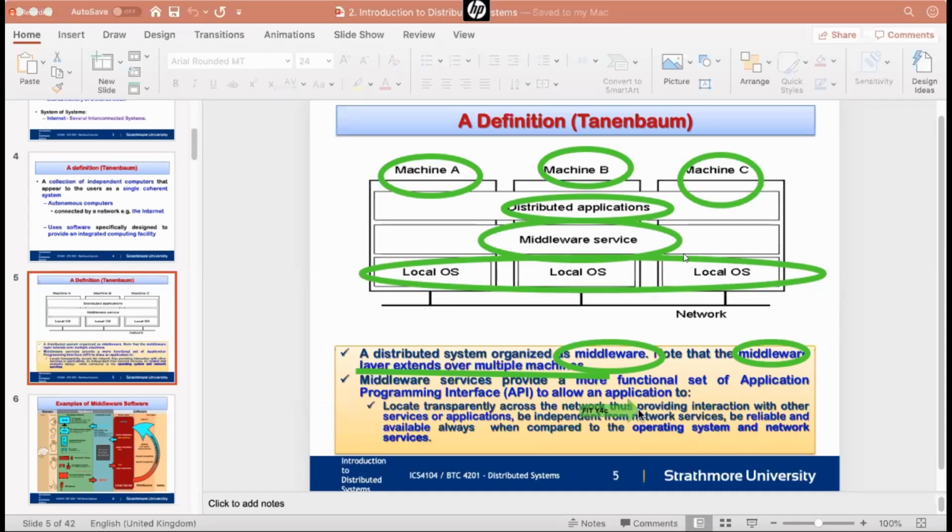So they provide interaction, they provide services, and they provide them independent of the network services that are provided. So they are reliable and always available. As you can see here, the operating system and network services are there to support you. Middleware and other distributed applications run seamlessly across all of them, on top of the local operating system of each computer. In that case, they are able to ensure that all the applications can be accessed.